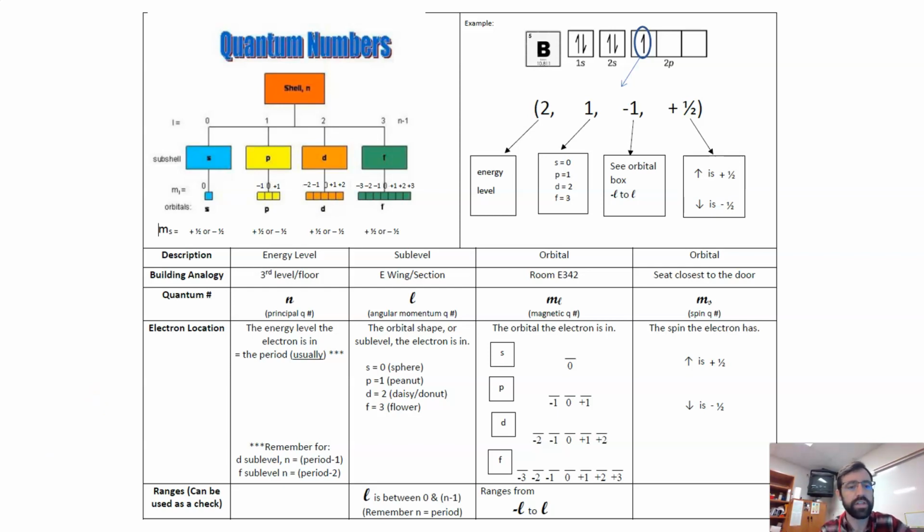So first of all, our descriptions. The energy level, in our building analogy, is like saying we're on the 3rd floor of the building. Okay, that's the energy level. On the 3rd floor, there are different wings. At Creekview, we've got the E wing and the C wing and so on. The E tower or E wing is the sublevel. And then our orbital would be like the room number that we're in. And then within the orbital, you've got which exact seat that you're in.